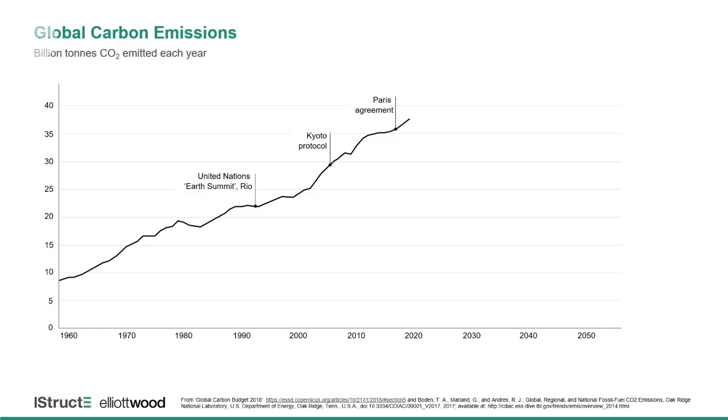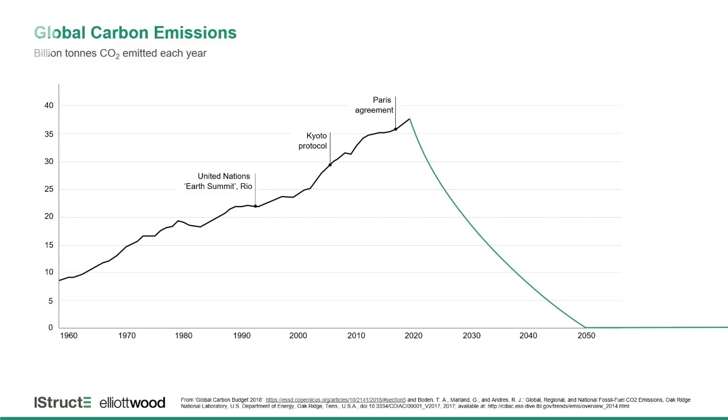In fact, the total emissions since Rio 1992 add up to more than the total emissions in the entire history of humanity prior to 1992. So in other words, we've emitted more carbon whilst informed of the consequences than we ever managed to do in ignorance of them. That's not very good. But we also know what needs to happen next.